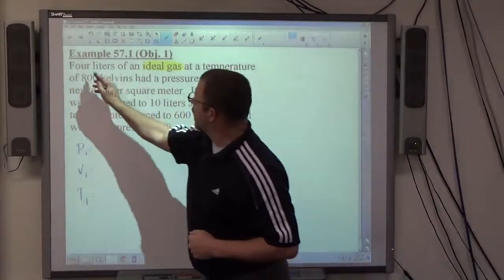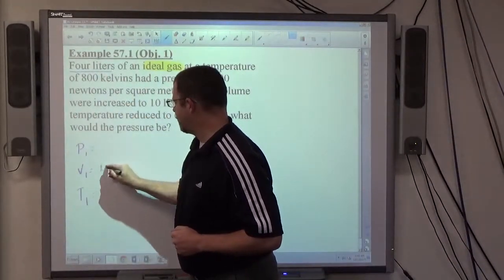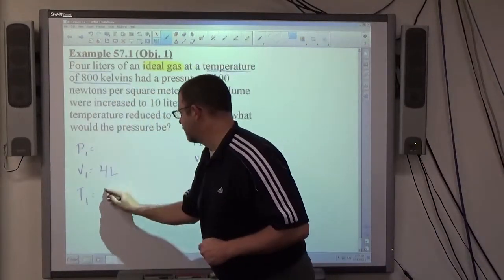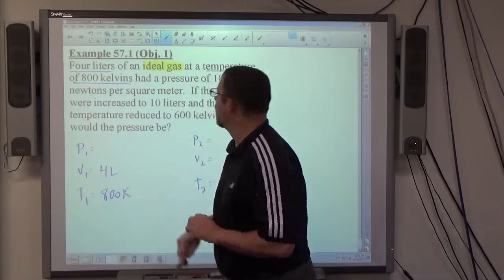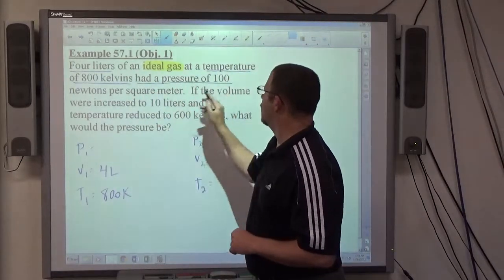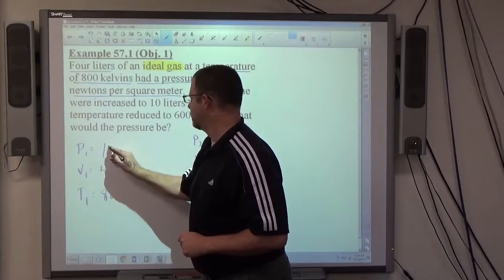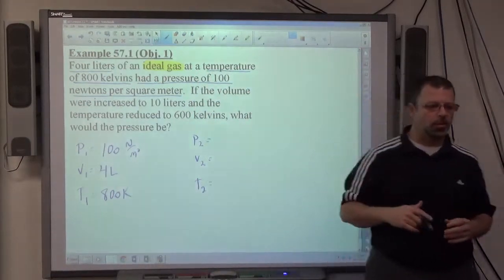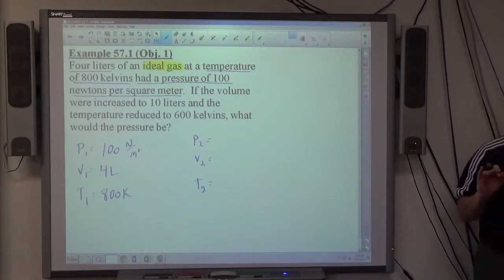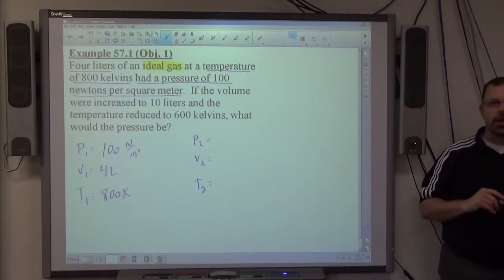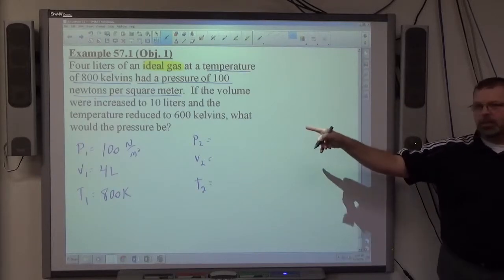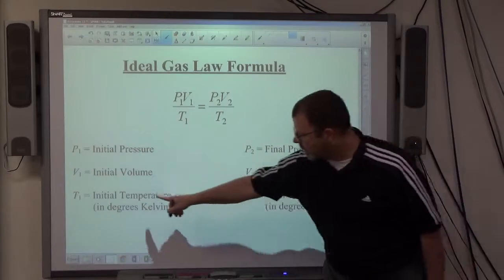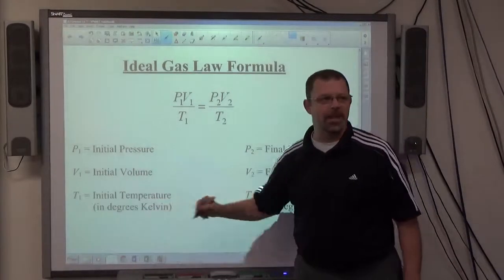I want to make sure all the stuff related to each other goes together. So 4 liters, that's volume, of an ideal gas at a temperature of 800 kelvins at a pressure of 100 newtons per square meter. I do expect proper units to be used in this, so make sure that we're paying attention to that. I'm writing my units down. Whatever units are on the left are going to be the same on the right. And one requirement that I don't think I mentioned, initial temperature, final temperature in degrees Kelvin.